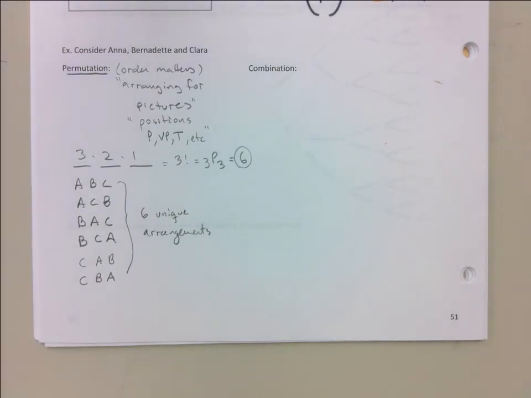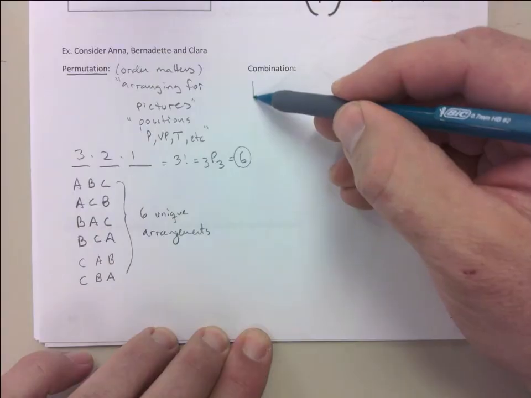So it could be lining up for pictures, or where there are specific positions, you name it, there are 6 different ones.